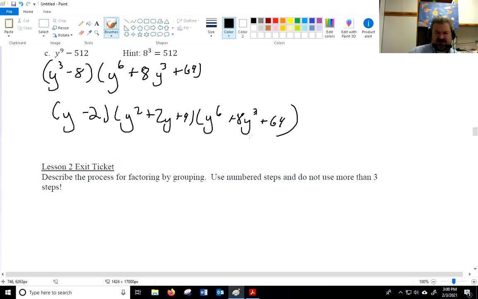For your exit ticket, you're supposed to list the process for factoring by grouping. Use a number of steps, and do not use more than 3 steps.